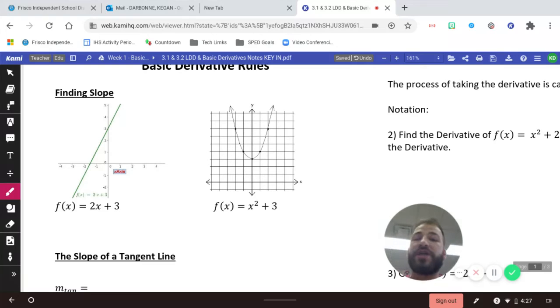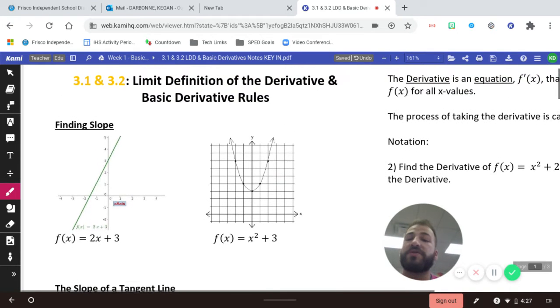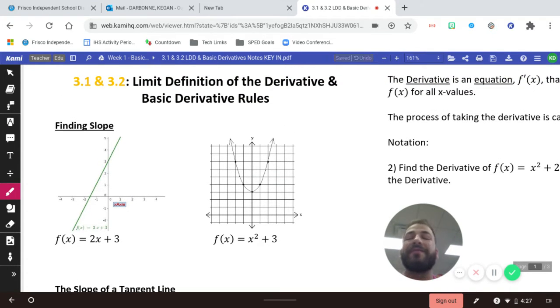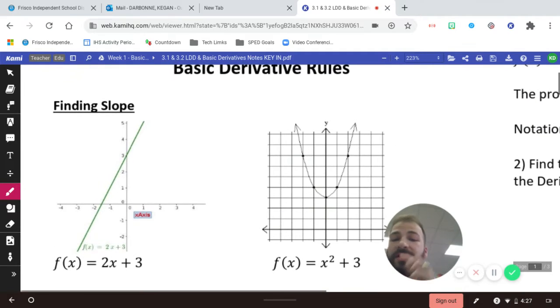Today we're going to be starting chapter 3, and for our first part of chapter 3, we're going to be talking about the limit definition of the derivative and then learning some of our basic derivative rules. So before we can really talk about a derivative and what a derivative is, we have to get there. We have to say, okay, how do we go from limits, why are limits important, to then getting into derivatives? So let's start by talking about slope.